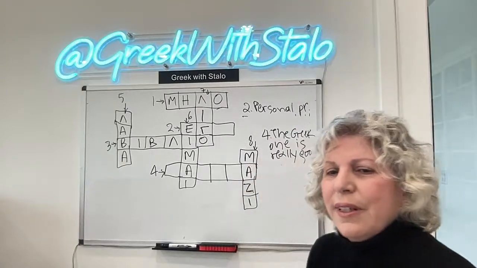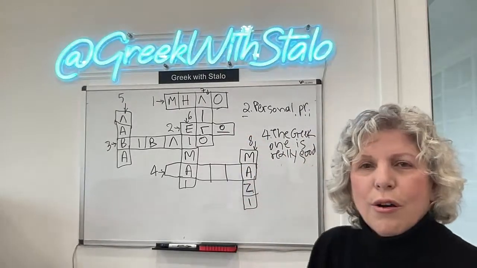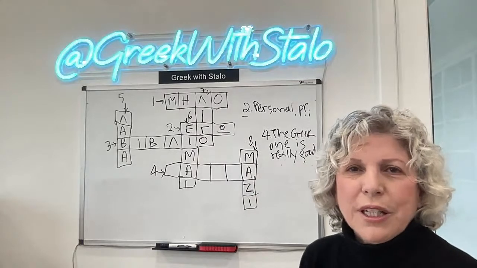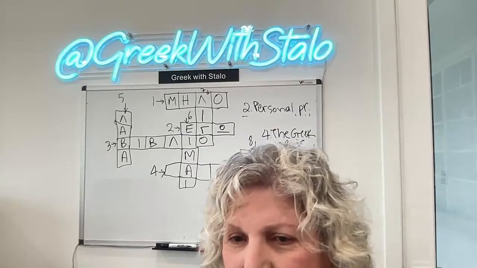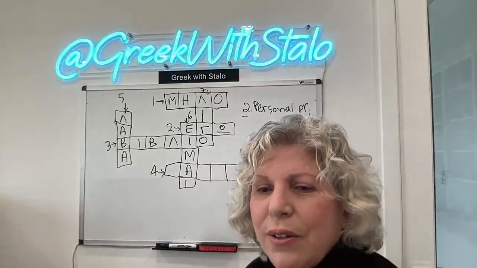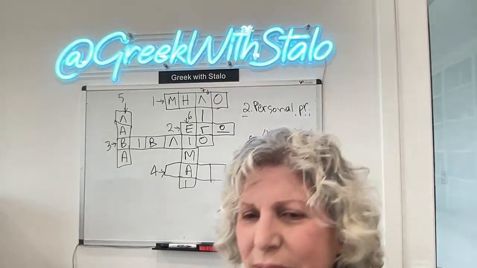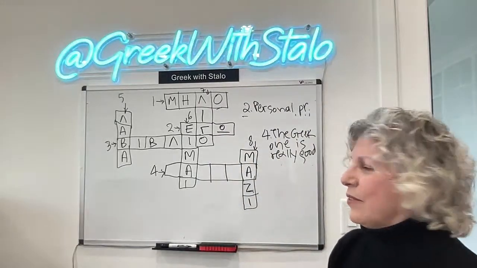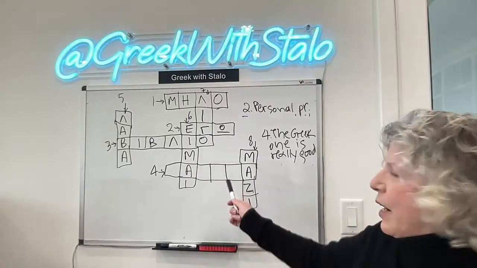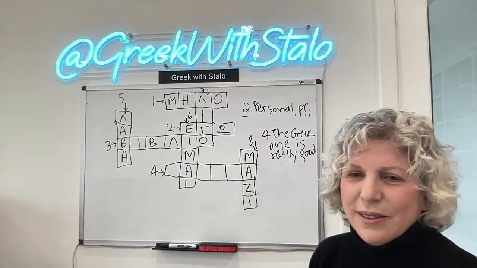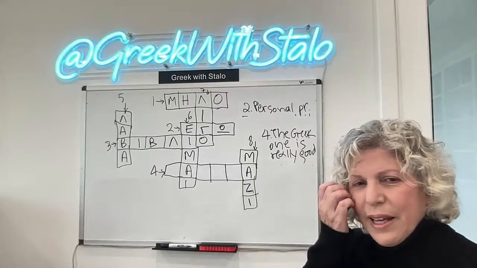Right, George guessed number 2, ego. Ego means I. It's the first person singular, the personal pronoun, I. Right, and Luis also got it. Ego, that's correct. Hi, Luis. And we're left with just one. Let's see who will get it.